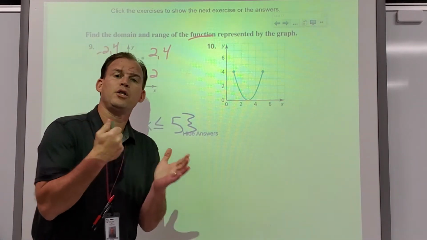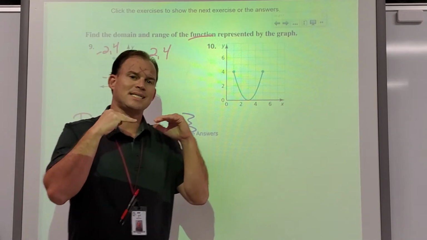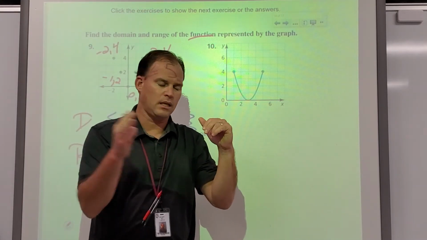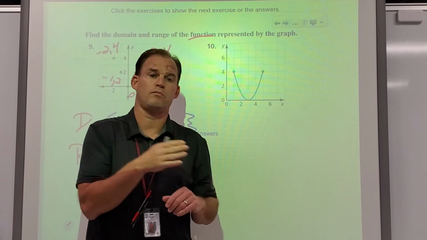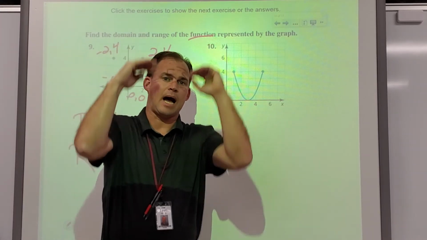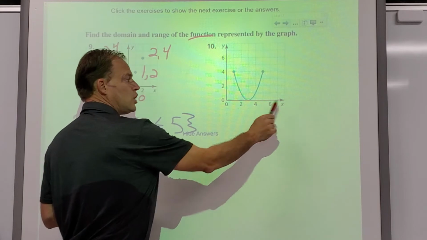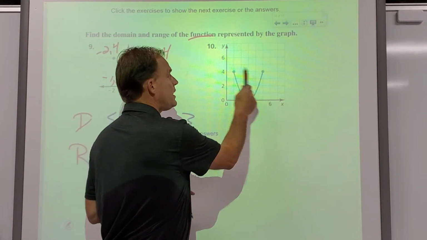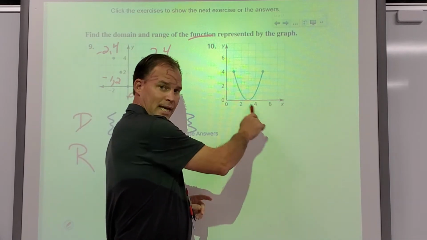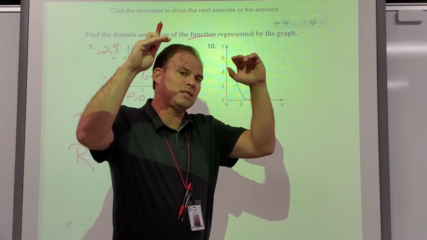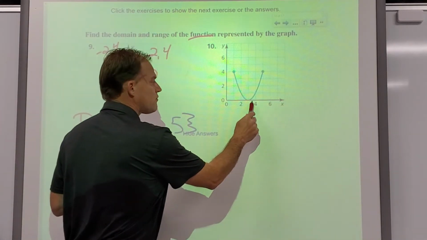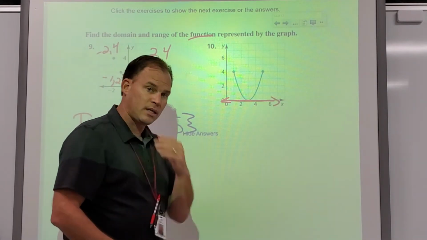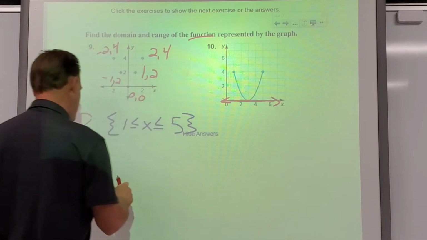Range. When you look at range, scan bottom to top. Don't scan left to right. Left to right is domain. Bottom to top is your range. What is the lowest point of this graph? Don't tell me it goes here to here. I don't want you looking at it like this. You are scanning bottom to top. What is the lowest point of this graph? Right here. The lowest point of this graph is 0.